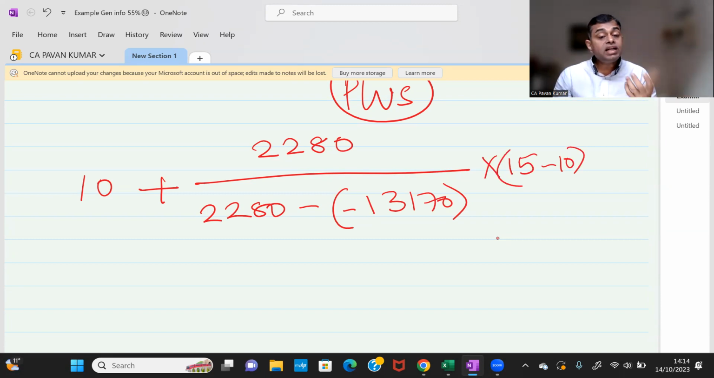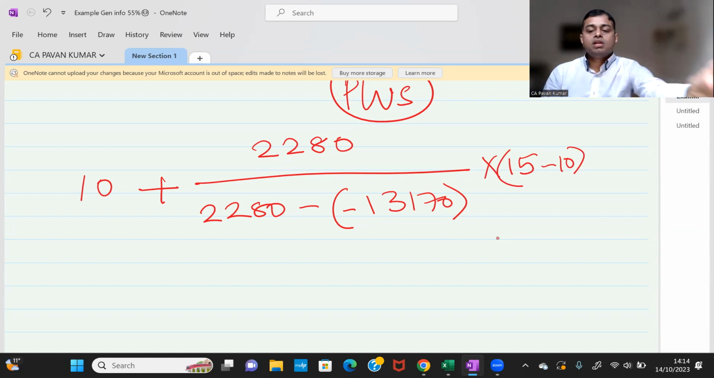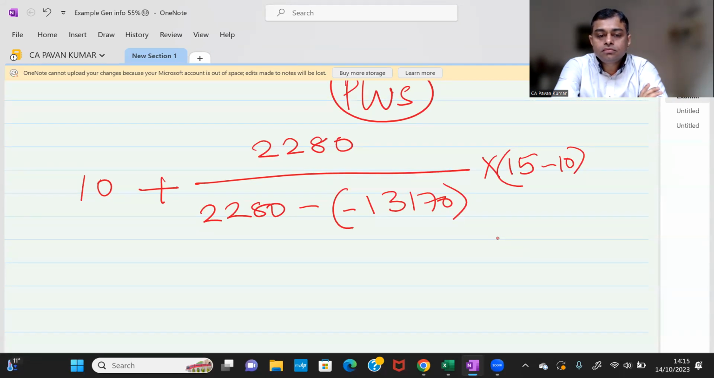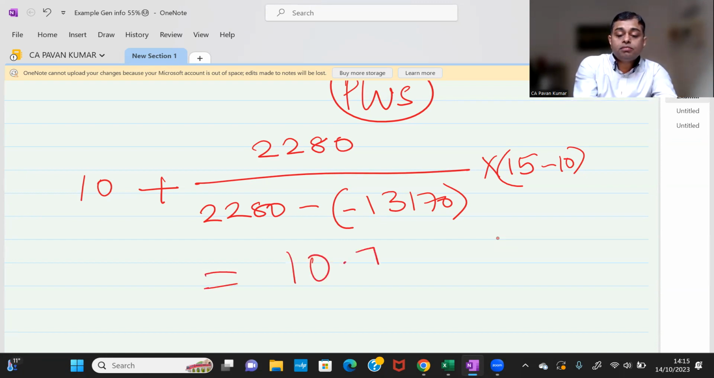Can someone simplify this and tell me what is the answer? 0.107. 10.73 seems to be correct answer. 10.73.